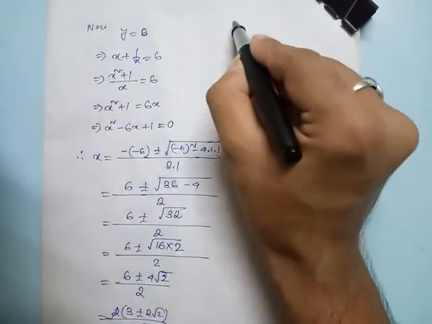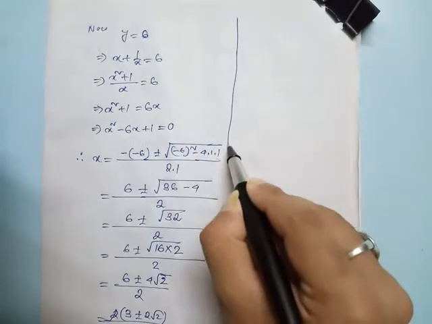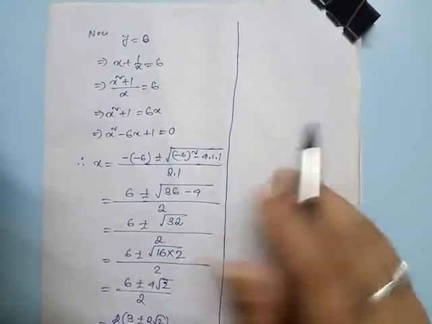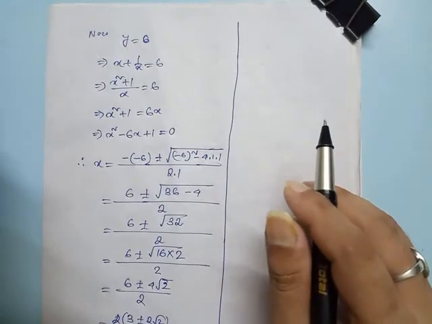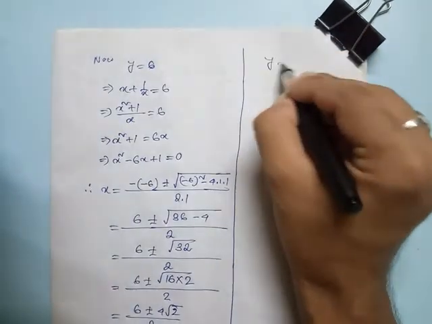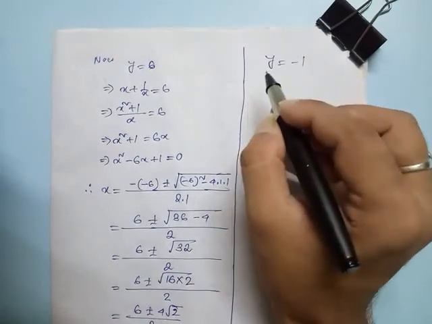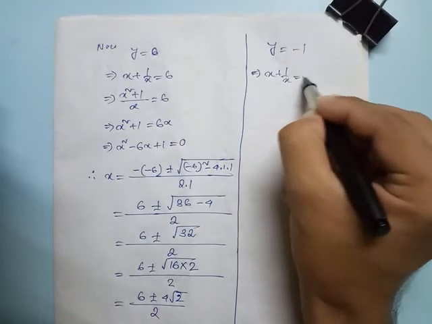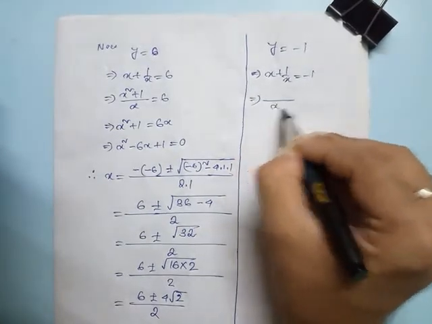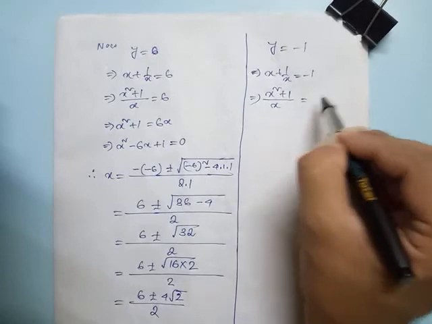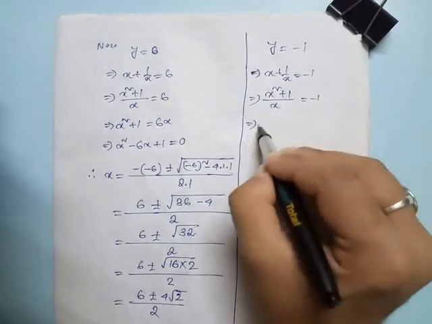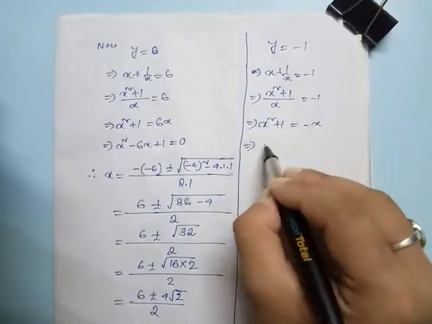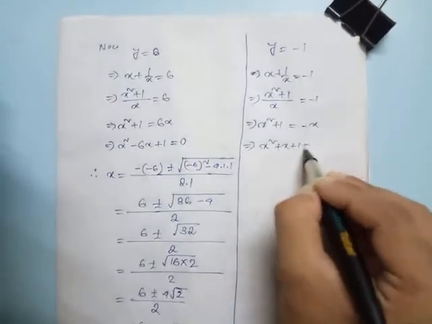Now student, I will pull one line here like this, or you can trace a line. And what is the next value of y? Let's have a look. Next one, y = −1. So what is the value of y here now? The value of y is again the same, x + 1/x = −1. Now go for LCM, x into x, x² + 1, and here it is 1. Now cross multiplication: x² + 1 = −x. Now if we take this to the other side it becomes x² + x + 1 = 0.